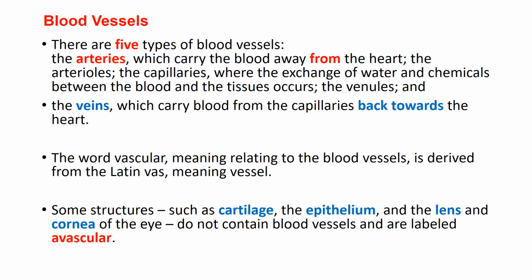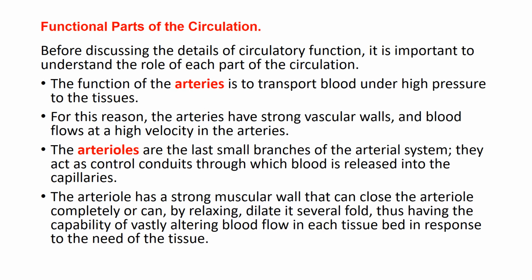Blood vessels. There are 5 types of blood vessels: the arteries, which carry the blood away from the heart; the arterioles; the capillaries, where the exchange of water and chemicals between the blood and the tissues occurs; the venules; and the veins, which carry blood from the capillaries back towards the heart. The word vascular, meaning relating to the blood vessels, is derived from the Latin vas, meaning vessel. Some structures, such as cartilage, the epithelium, and the lens and cornea of the eye, do not contain blood vessels and are labeled avascular.